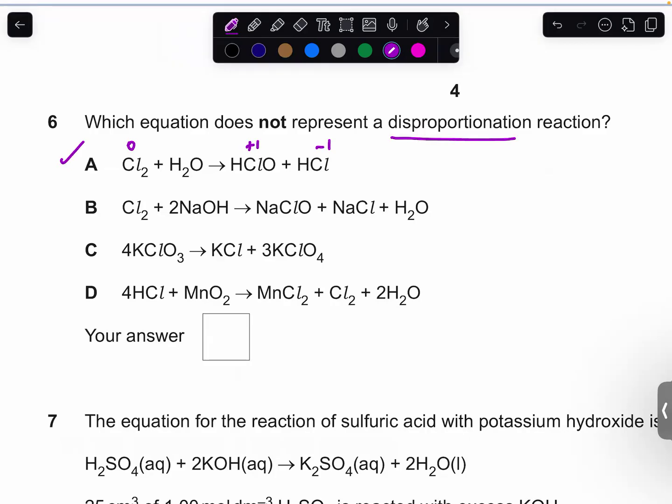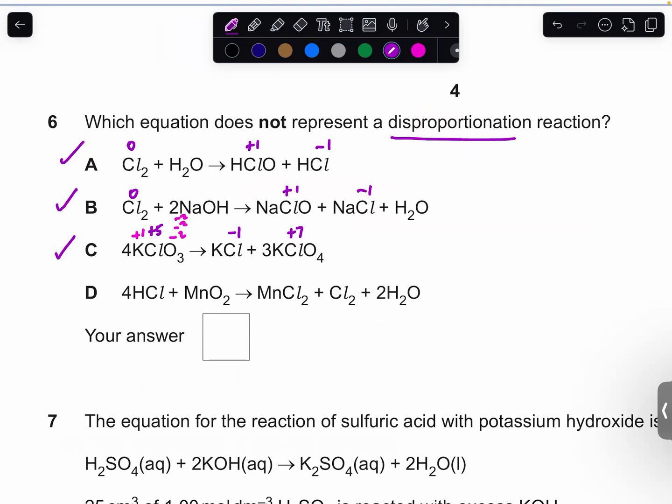Let's look at the second one. 0, +1, -1. This is also disproportionation. Let's look at the third one. Oxygen is -2, -2, -2. Potassium is +1. Here, chlorine is +5, -1 here, and it's +7 here. This is also disproportionation because the chlorine is being oxidized and reduced.